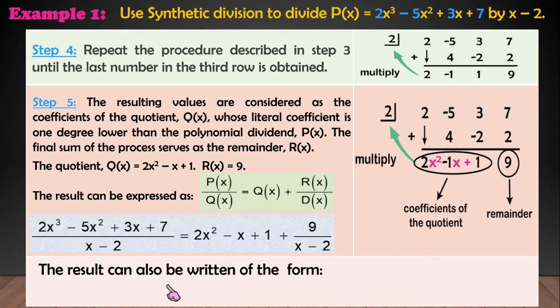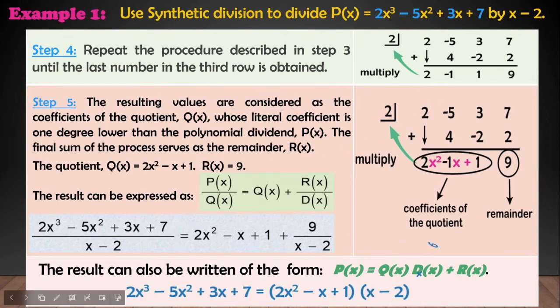Now the result can also be written in the form P of x equals Q of x times D of x plus R of x. Therefore, 2x cubed minus 5x squared plus 3x plus 7 is equal to the quotient 2x squared minus x plus 1 times the divisor x minus 2 plus the remainder, which is 9.